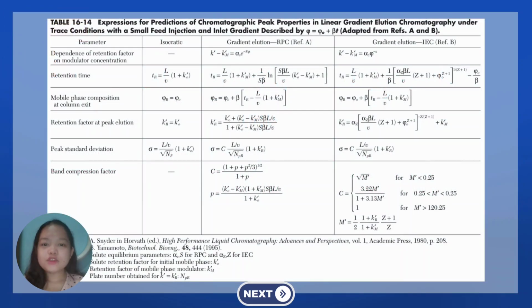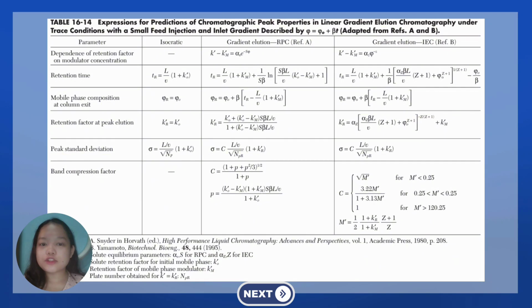Table 16-14 explains the three chromatography methods: isocratic, gradient reversed phase, and gradient ion exchange or IEC. It shows how system behavior changes with each method, especially under gradient conditions. We'll focus on how parameters interact, not just list them one by one.